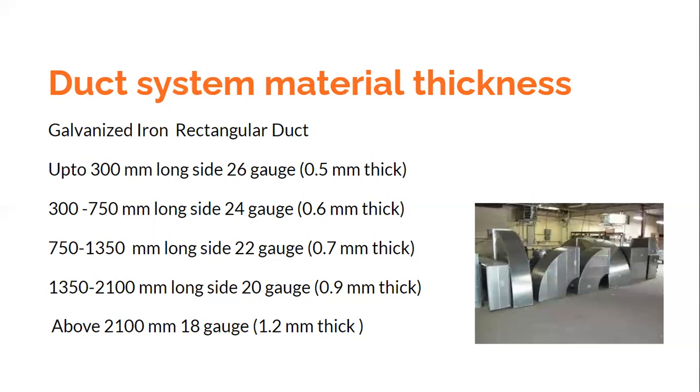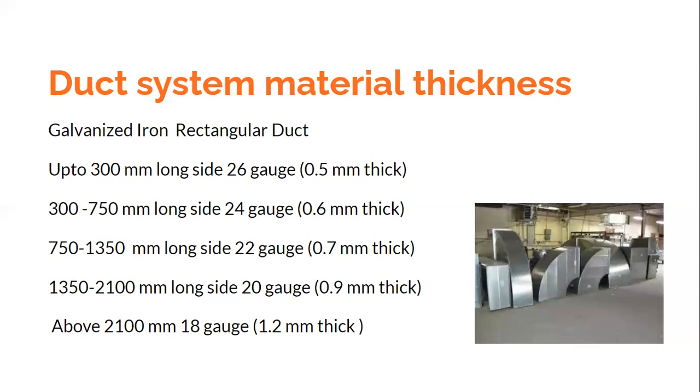So if you have the longer side of a length up to 300 mm, we would go for 26 gauge thickness. But if you have a much longer side, above 2100 mm, then we need to increase the thickness even up to 1.2 mm thick, that is 18 gauge. So these are the typical values which can be used as the reference values for selecting the thickness of the material. And this is for rectangular duct.